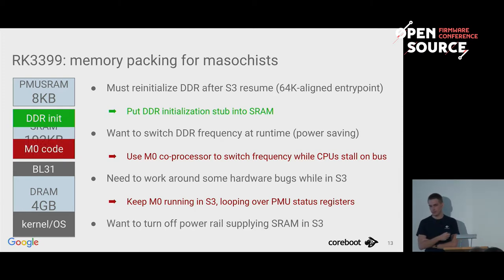There was one more power rail we could turn off, which powered most of the chip, and turning it off would have saved us really a bunch of power. Unfortunately, it also powered the SRAM. So at that point we have a problem, because we can turn the system off, but when we turn it back on, we don't have anything to resume from.